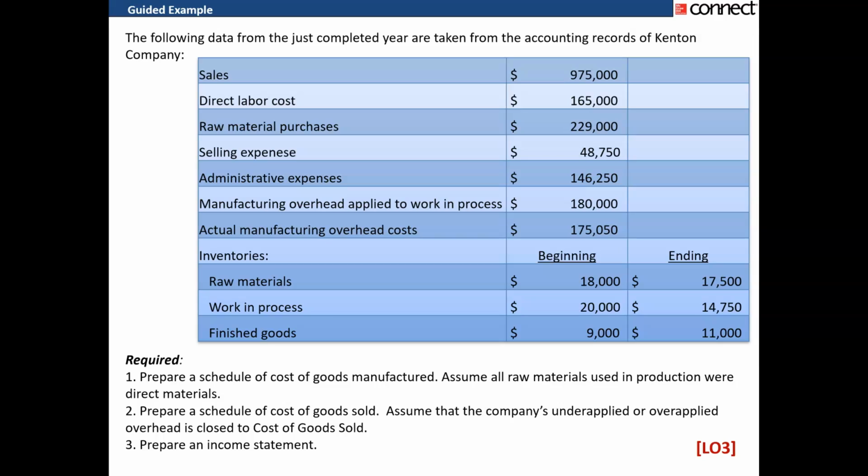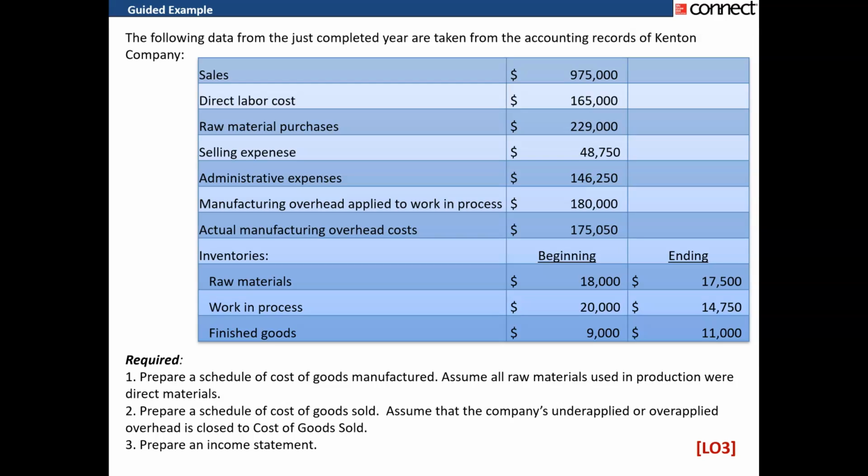That goes into work in process because anything indirect would go into manufacturing overhead. Then we have raw materials purchase, selling expense, administrative expense. We're also given the manufacturing overhead applied to work in process and the actual manufacturing overhead costs.